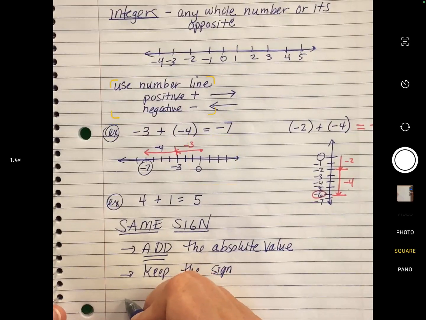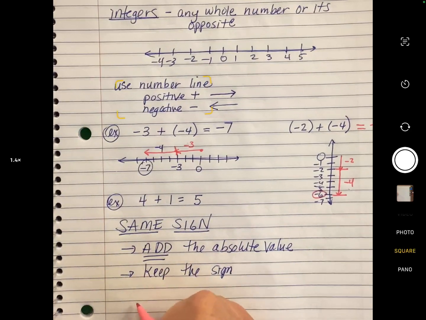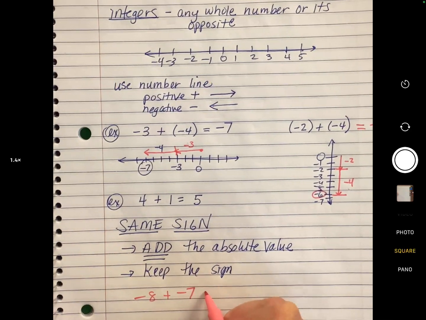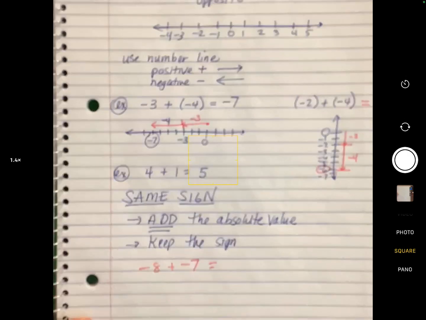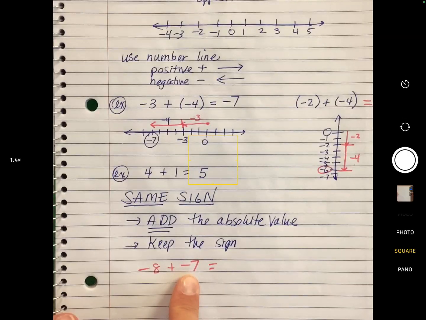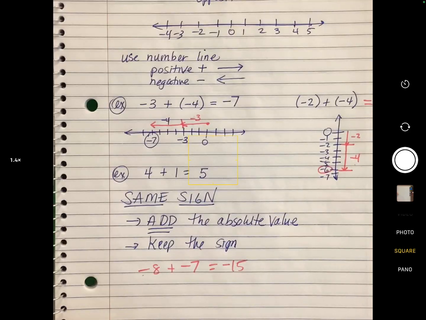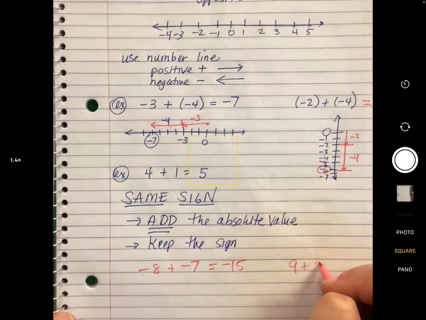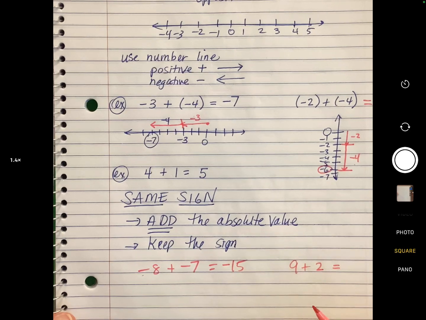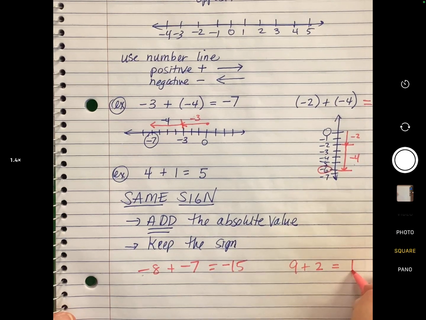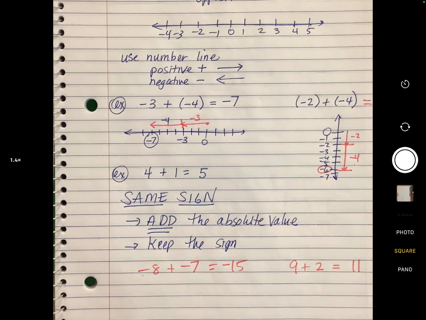So a couple more examples real quick. If I had negative 8 plus negative 7, I would think I'm adding 8 plus 7 is 15, and then I'm going to keep the sign, negative 15. If I have 9 plus 2, they're both positive. You just add. 9 plus 2 is 11. You keep the sign. It's positive 11. Okay, that's how we would do it with the same sign.